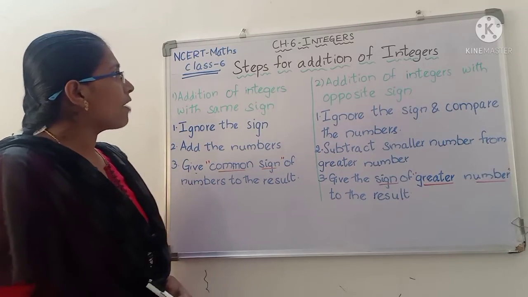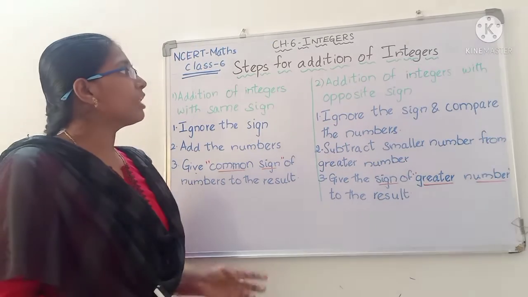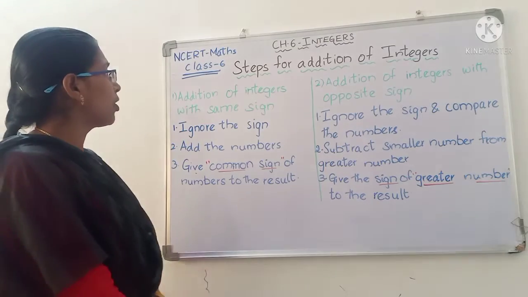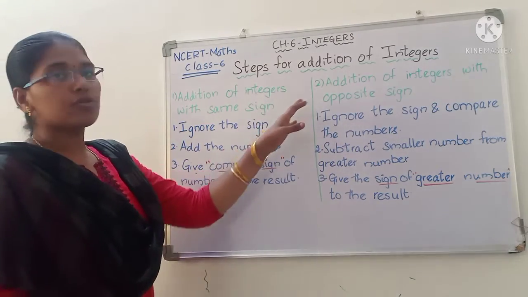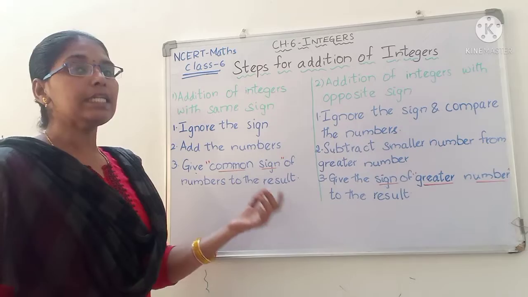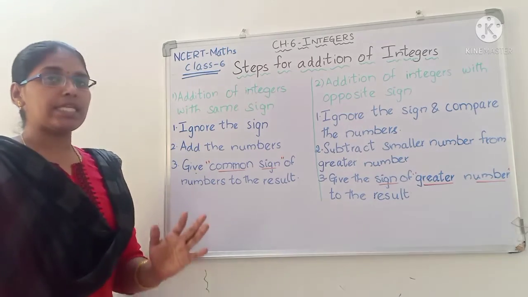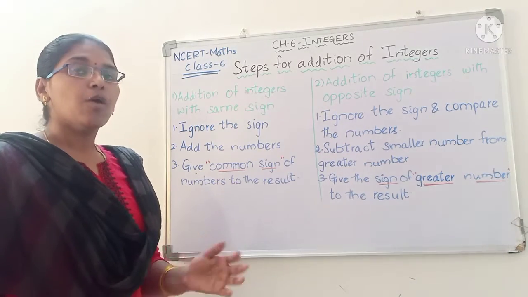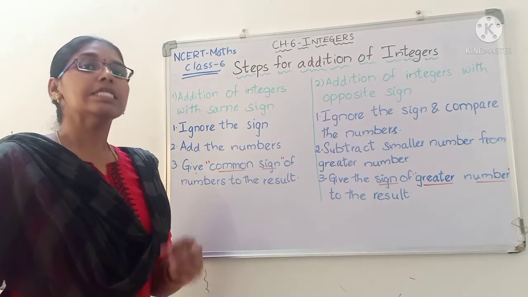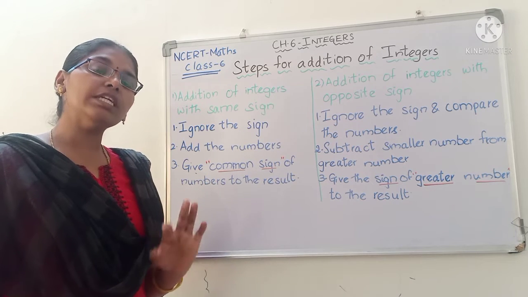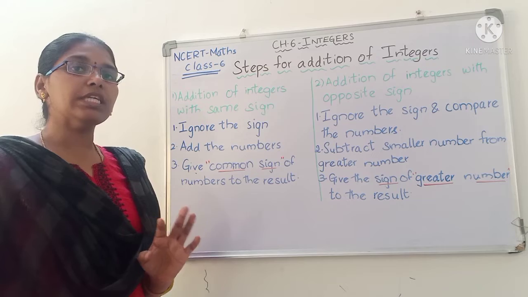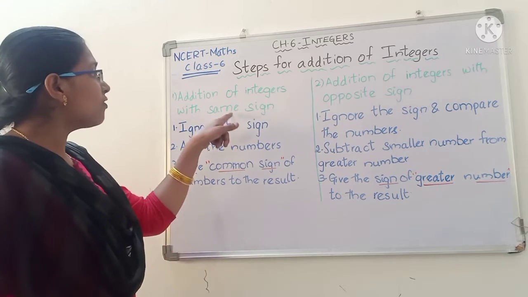Children, let's have a quick recap of addition of integers today. What are the steps you should follow when you are adding two integers? There are two cases, children, when adding the integers. Both the integers can be of the same sign. That is, both integers can be positive, both integers can be negative. They can be of the same sign.